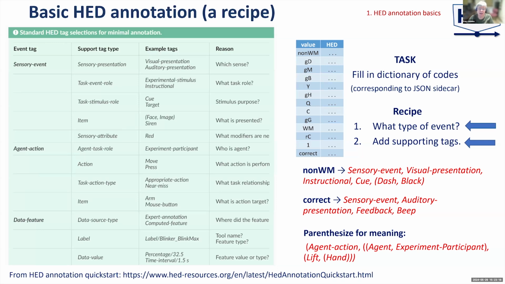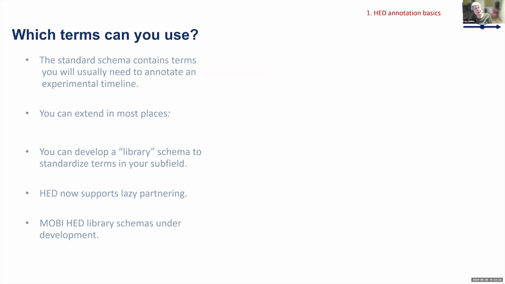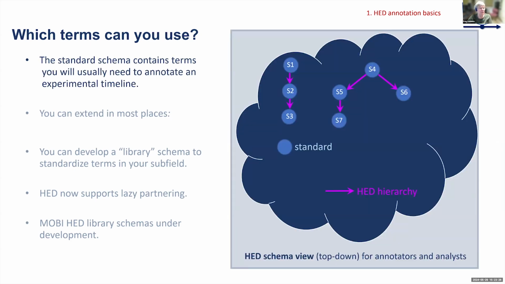And you can parenthesize for meaning as before. So the second question is, well, what kinds of terms can you use? The standard schema contains the terms that you'll usually need to annotate an experimental timeline: the basic description of stimuli, response, data characteristics, basic item characteristics. It's organized as a sub-tag system, so it's groups of trees, and under each tree, it's a strict is-a relationship.